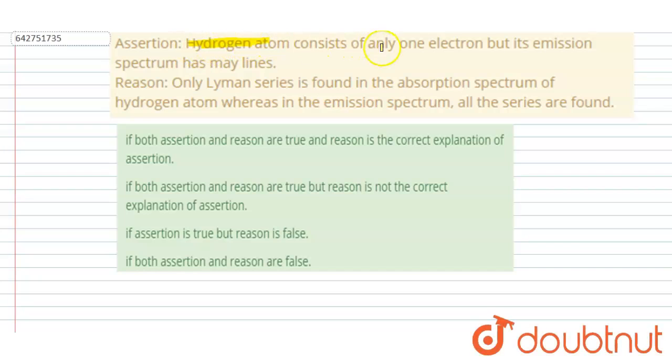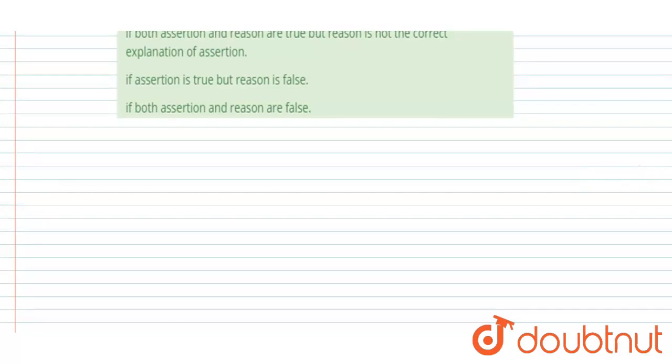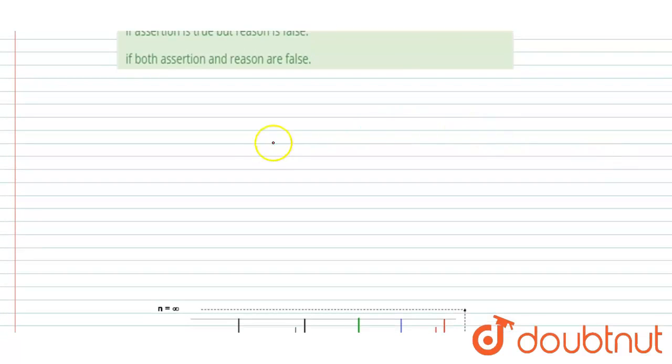Hello everyone. Hydrogen atom consists of only one electron, but its emission spectrum has many lines. So if you see here, what happened? When hydrogen atom gets appropriate energy from the outside, then what happened?